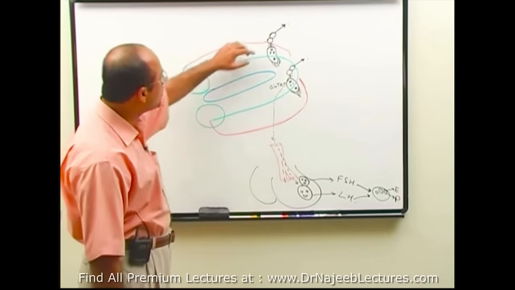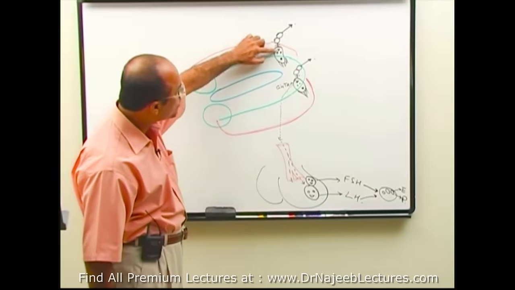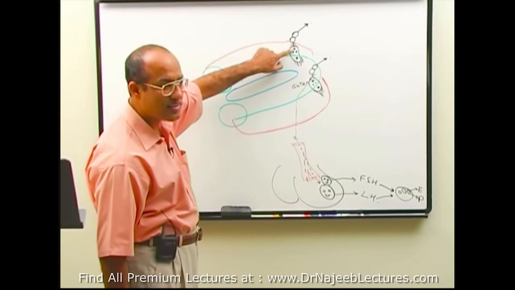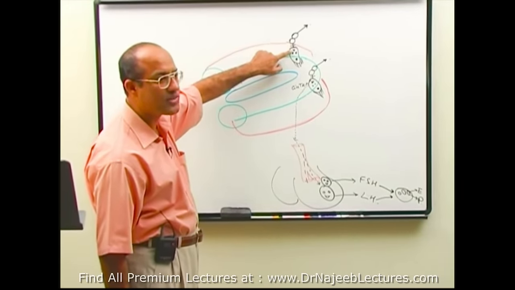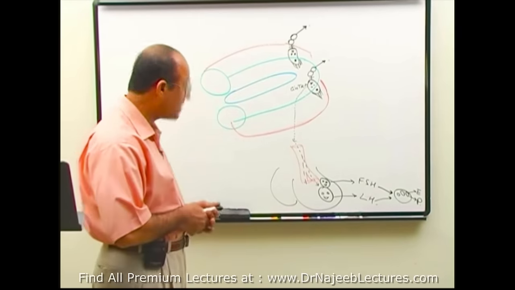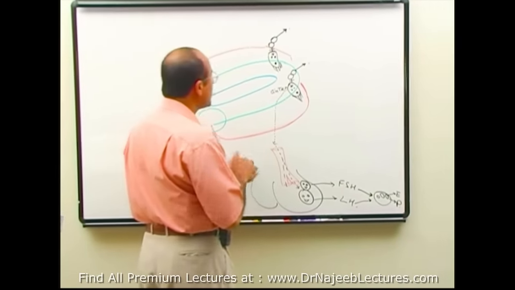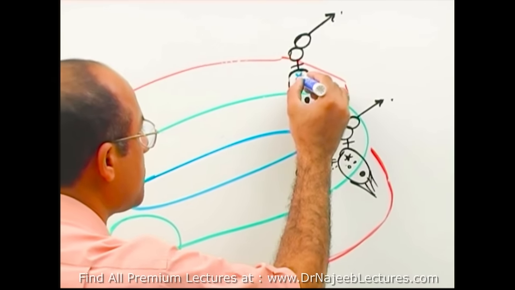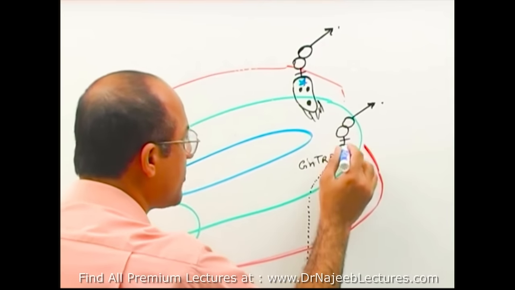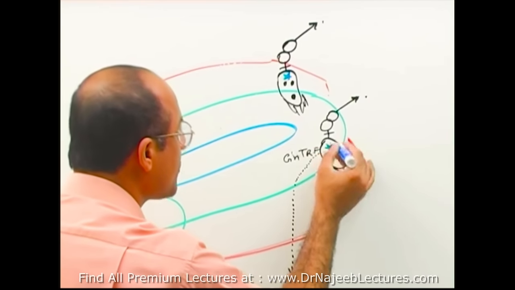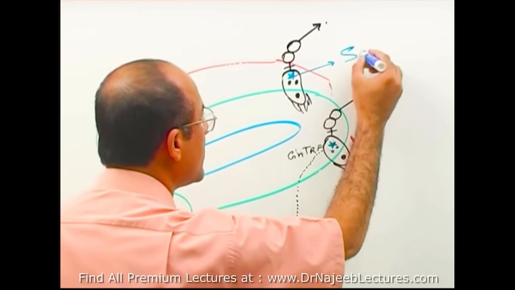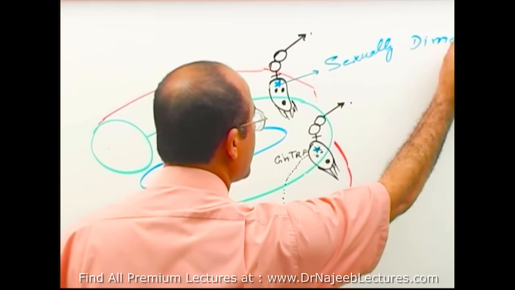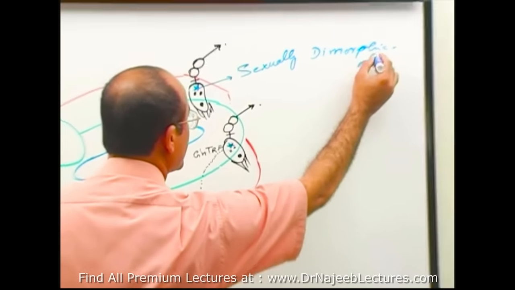Now, I said within this nuclear area, there is a very special nucleus. What is this? This is called the sexually dimorphic nucleus. Within this nucleus, I will make it like a blue star. The very special area in the preoptic area. These blue stars are what? Sexually dimorphic nucleus.